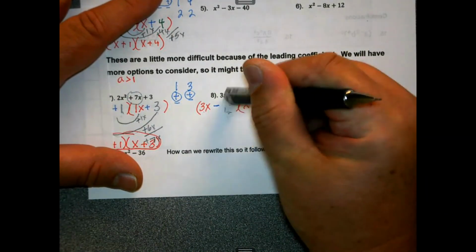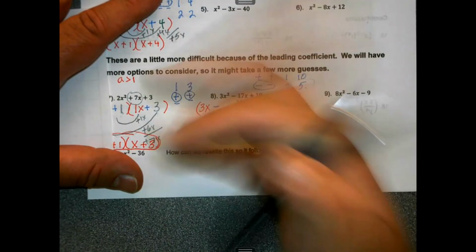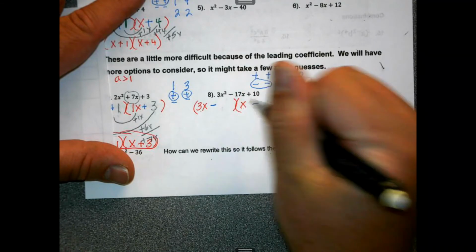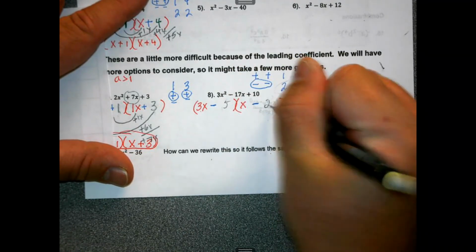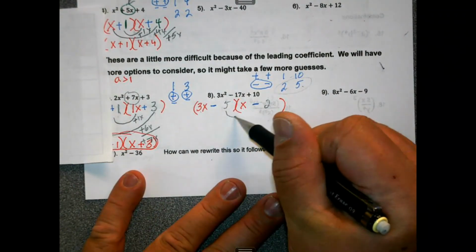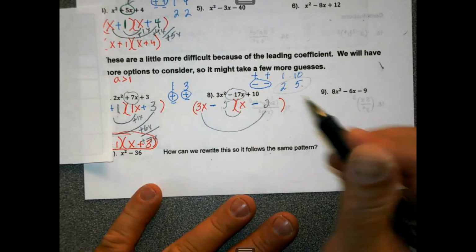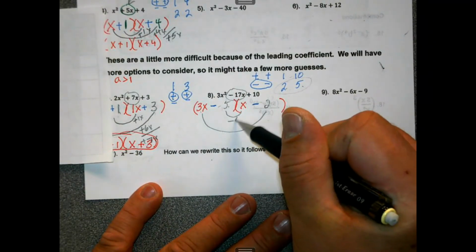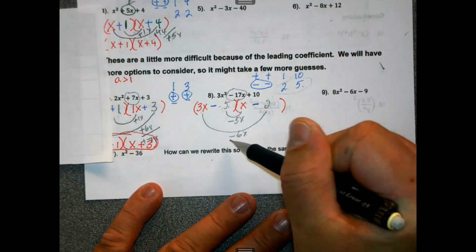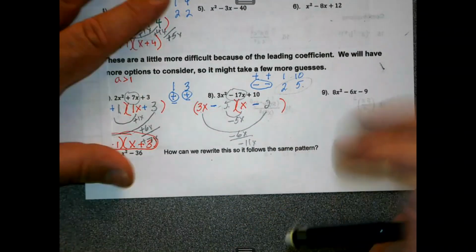Okay? So I'm going to put a 2 and a 5 in there. More than likely, the problem's going to be those factors that are closer together. I'm going to put a 5 here and a 2 here just because I know what the answer is and I want to show you. Going to check my inner, going to check my outer, and see if they add up to negative 17x. Negative 5 times x is negative 5x. 3x times negative 2 is negative 6x. They add up to negative 11x. And I need negative 17. So the 5 and a 2 is not going to work.